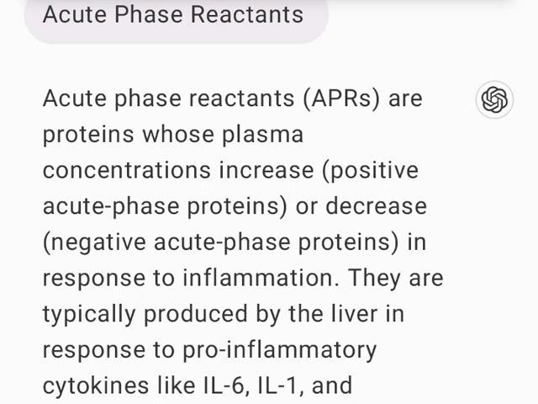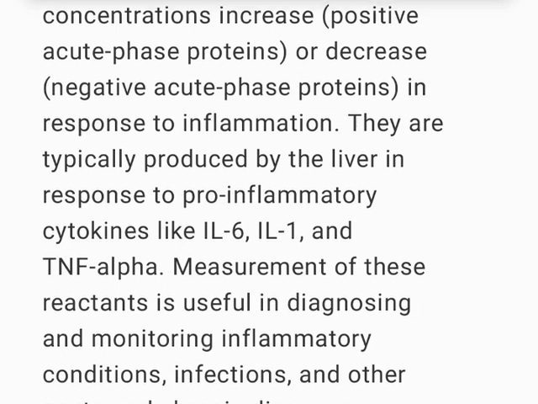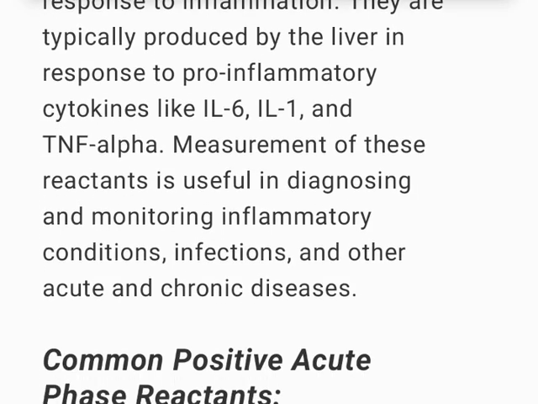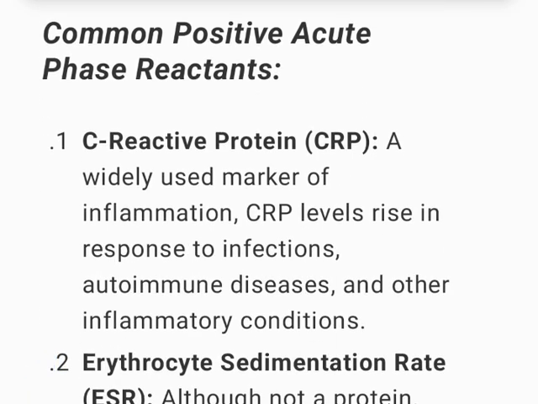Acute phase reactants, APRs, are proteins whose plasma concentrations increase (positive acute phase proteins) or decrease (negative acute phase proteins) in response to inflammation. They are typically produced by the liver in response to pro-inflammatory cytokines like IL-6, IL-1, and TNF alpha. Measurement of these reactants is useful in diagnosing and monitoring inflammatory conditions, infections, and other acute and chronic diseases.